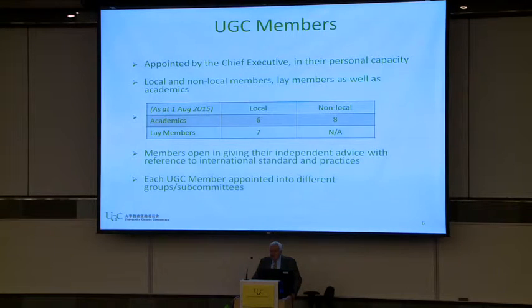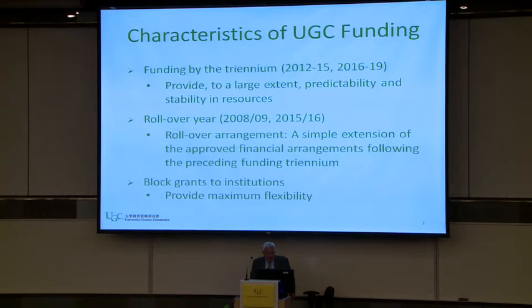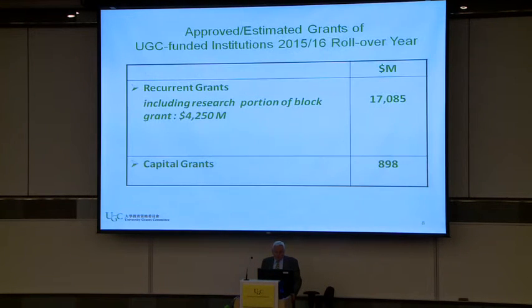And each UGC member is appointed into different groups and subcommittees according to their capability, interest, and the UGC's needs. Characteristics of UGC funding, you probably know this, it's a triennial funding model, to enable the universities to have some predictability and stability in resources. The block grants are given in a 3-year arrangement to try and provide maximum flexibility to the institutions.